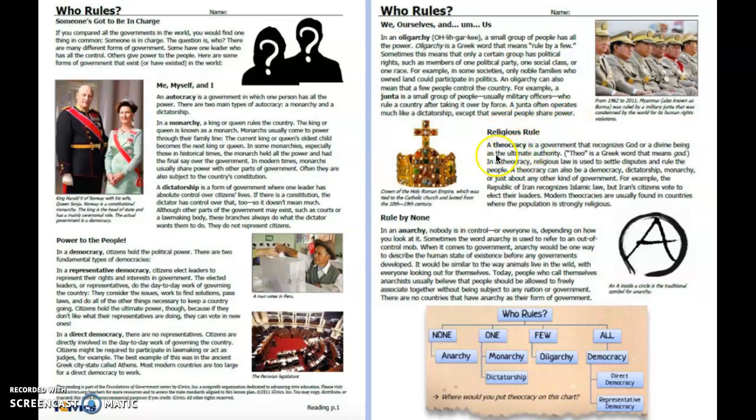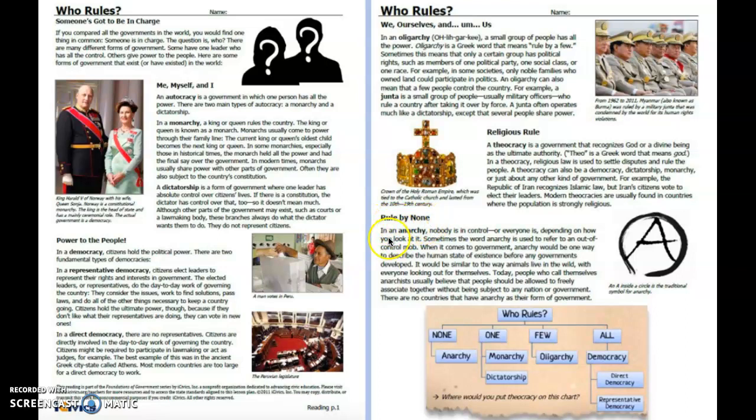Religious rule. A theocracy is a government that recognizes God or a divine being as the ultimate authority. Theo is a Greek word that means God. In a theocracy, religious law is used to settle disputes and rule the people. A theocracy can also be a democracy, dictatorship, monarchy, or just about any other kind of government. For example, the Republic of Iran recognizes Islamic law, but Iran's citizens vote to elect their leaders. Modern theocracies are usually found in countries where the population is strongly religious.